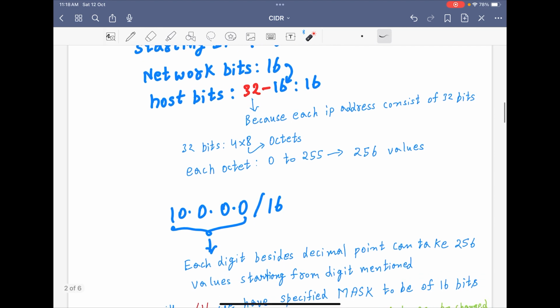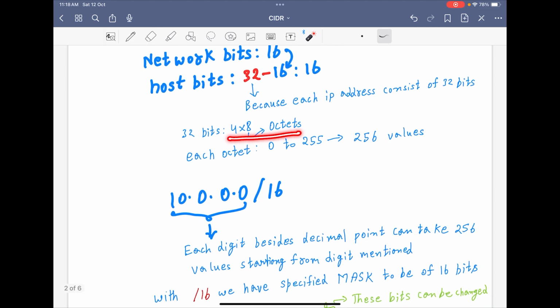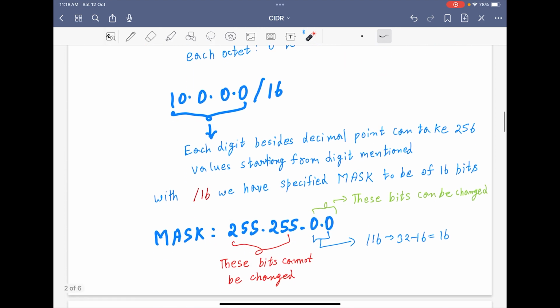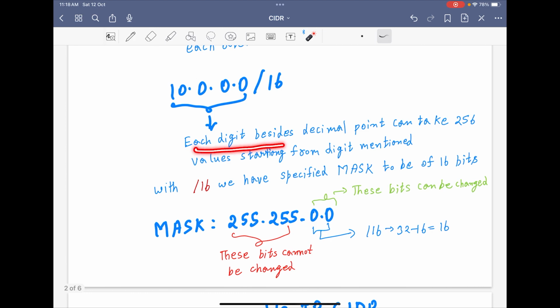So here we have 4 times 8 octets. Each octet can have a decimal value from 0 to 255, because in an octet you can have up to 256 values. Each digit in this particular IP address can take 256 values. So here with /16 we have specified a mask of 16 bits.